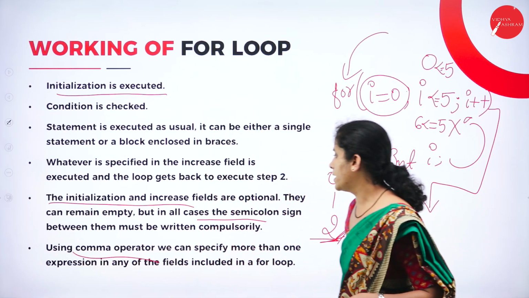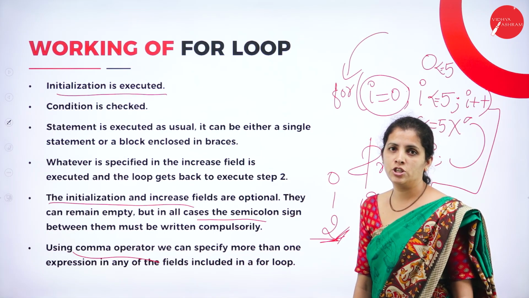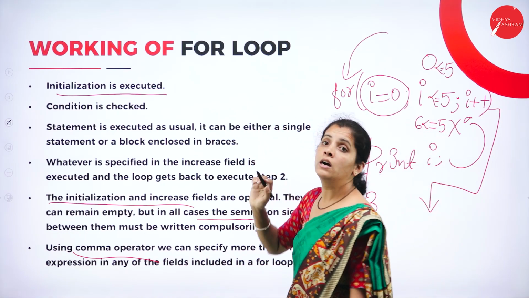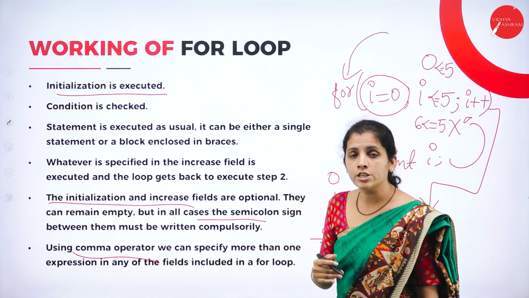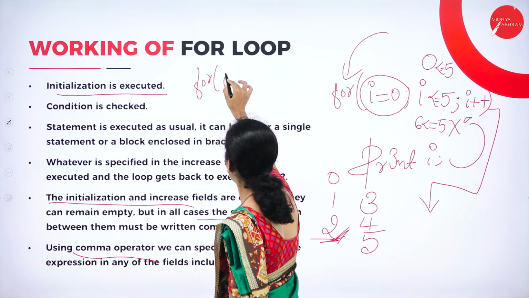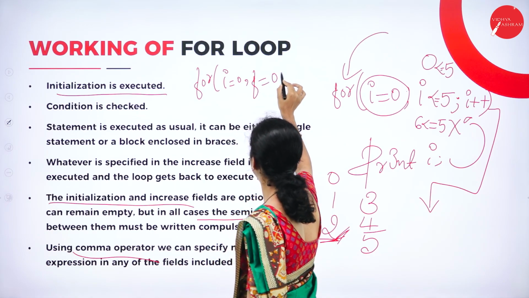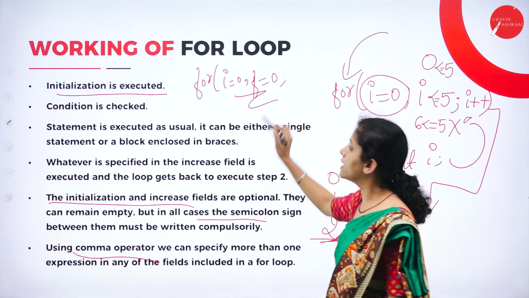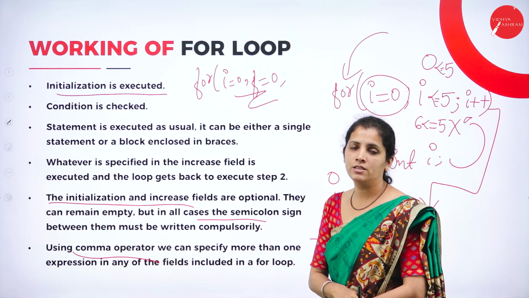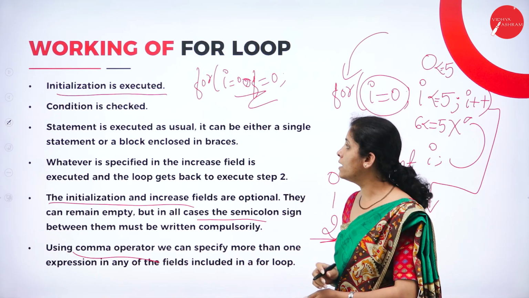Using the comma operator, we can specify more than one expression. For example, think that I want to write the initialization twice, then I can write for I equal to 0, comma, f equal to 0. So this is the way I can use multiple initializations or expressions, and I separate them with the help of a comma.